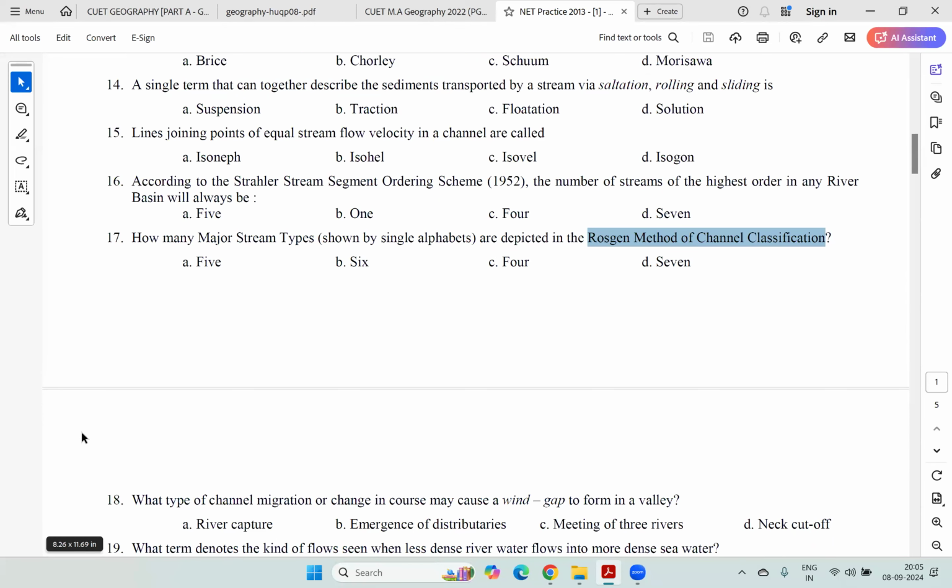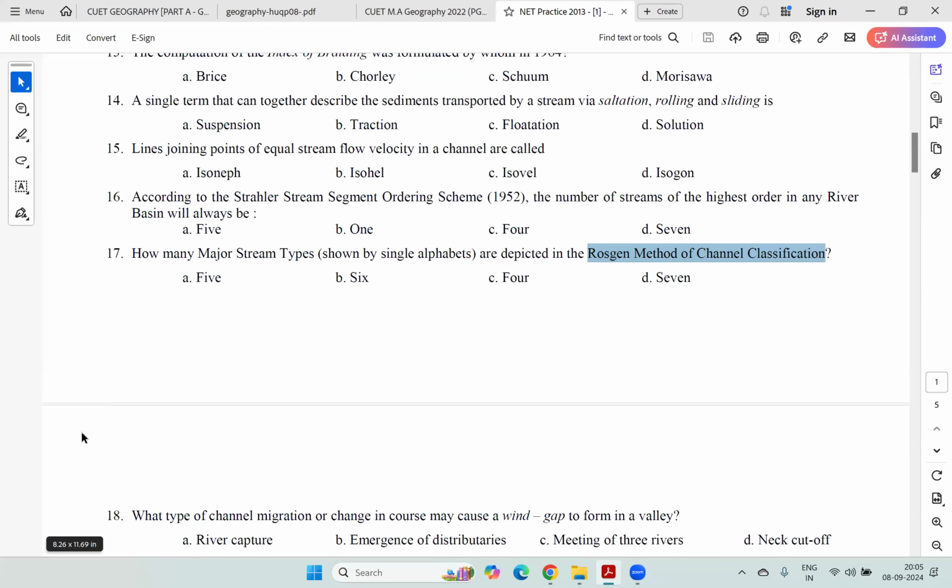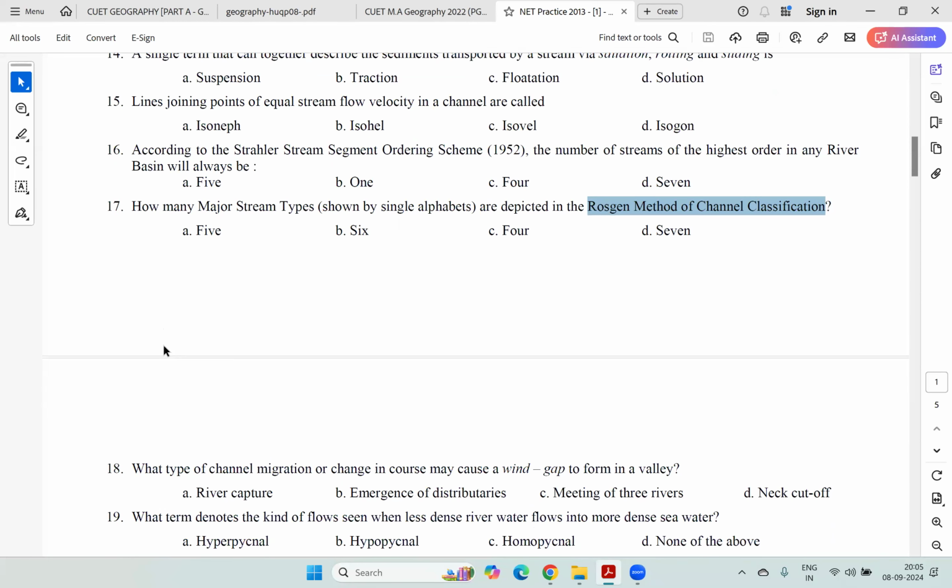So, what type of channel migration or change in course may cause a wind gap? If you see a geomorphic feature called a wind gap, by what process has the wind gap formed in a place? Tell me. The answer is 18. What will be the answer to 18? River capture, distributaries, meeting point of 3 rivers, neck cutoff. It is river capture. Okay.